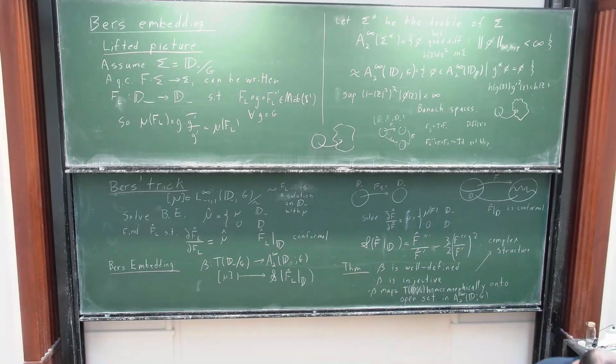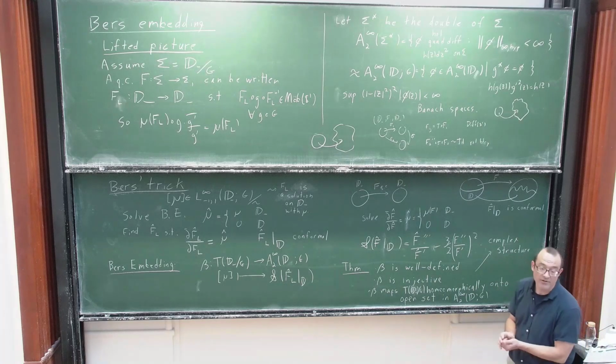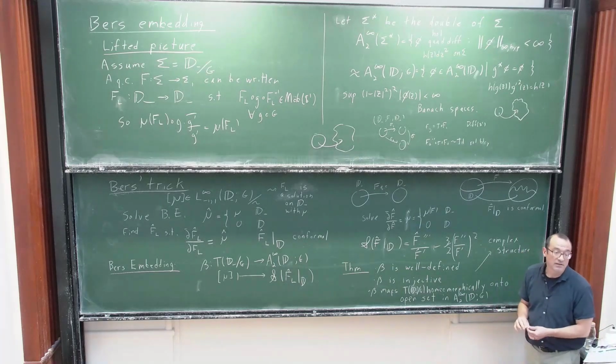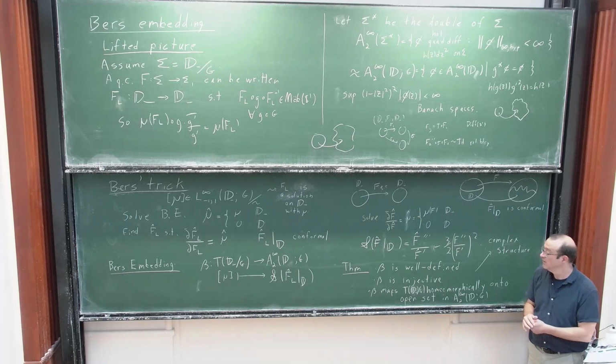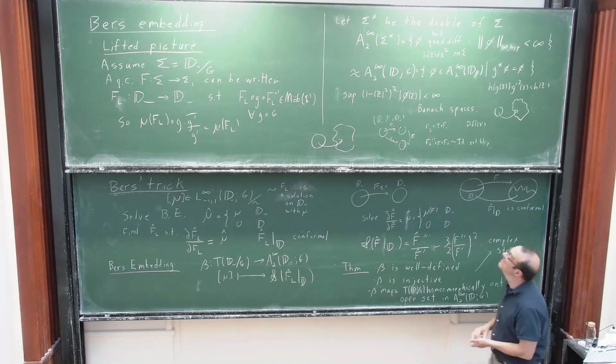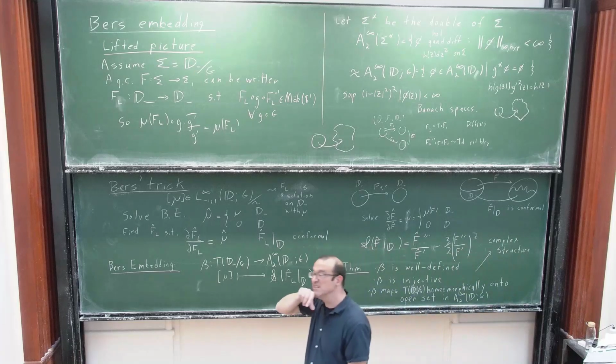Okay, so let me make a few comments. So this I'm going to stop and go on to the Segal moduli space. Are there any questions up to here? Is it an easy calculation to see that the Schwarzian of a conformal map is always a quadratic differential? Holomorphic quadratic differential? Yeah, that's a good question.